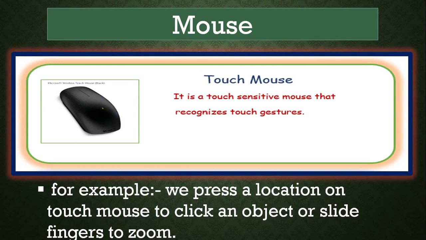Next is touch mouse. It is a touch sensitive mouse that recognizes touch gestures. For example, we press a location on the touch mouse to click an object or slide fingers to zoom. Like there is a touch screen, similarly there is a touch mouse on which whenever we want to perform any action, we can touch the mouse. So suppose whenever you press any location on the touch mouse, it will click an object, and for example you will slide your fingers and it will zoom the picture.